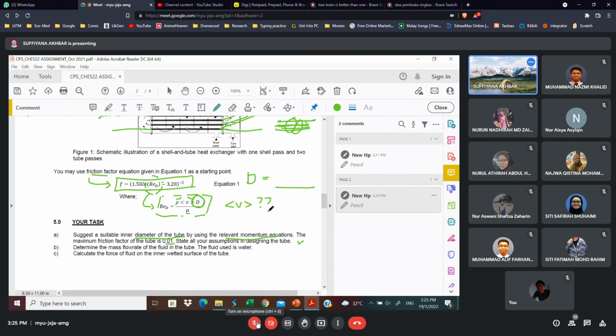Apa tu? Average velocity. Very good. Average velocity. So how to get the average velocity? How to get? Azmi. Pandai. Daripada velocity profile lah.